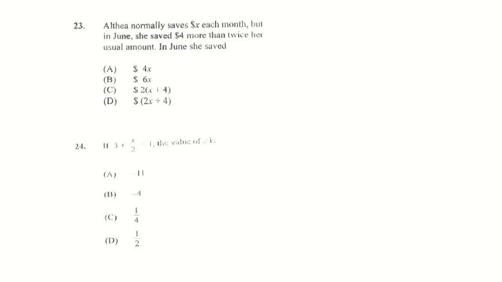Right, number 23, Althea saves X each month, but in June she saves 4 more than twice the amount. So twice the amount would be 2 by X, and she saves 4 more, so you're plussing 4. So it didn't have that, but they factorized. So this is 2 by X plus 4. It's D. D is the answer. Alright, they just put 2x plus 4, which is D here.